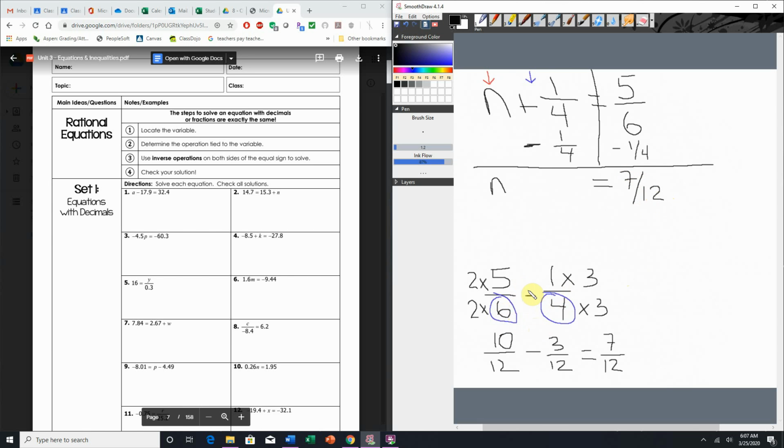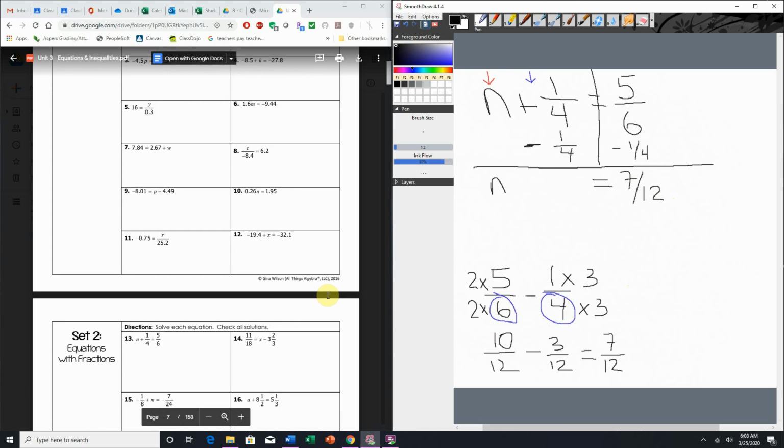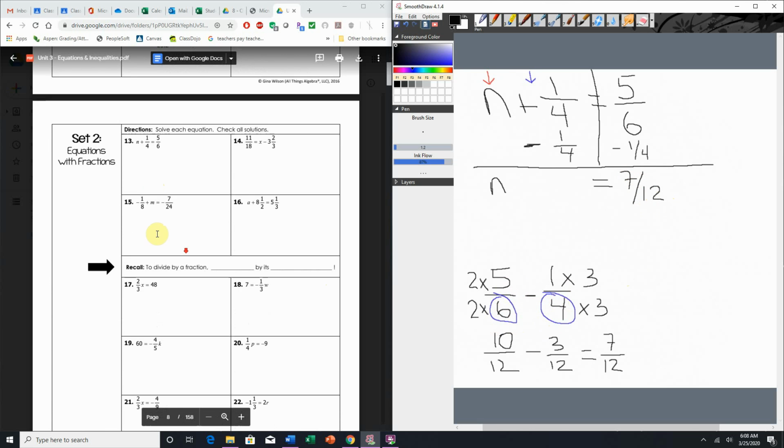Okay, so just to recap, we're focusing on finding the least common denominator in addition or subtraction of fractions. Okay, so in this case, we had to subtract 1/4 from 5/6. So we had to make sure our denominators were the same. We cannot subtract the 6 and the 4. Okay, they have to be the same denominator. All right, so let's go back. So we did 13. All right, so let's try 15.